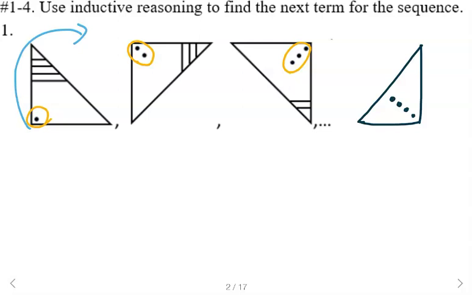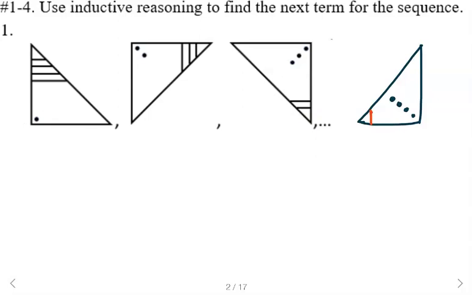Oh, I'm also noticing that we have these 4 parallel lines there. This one has 3, this one has 2, and so one less each time. And so hopefully I can draw this good. Appears that this last time we'll just have one of those. So just kind of scan through it, look at it one more time before you move on to the next problem.